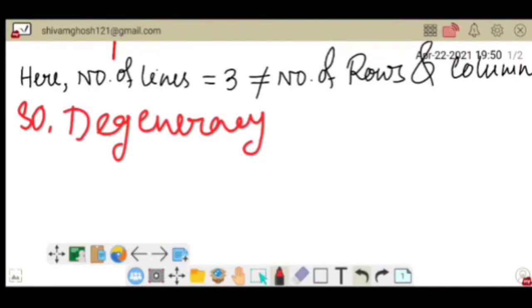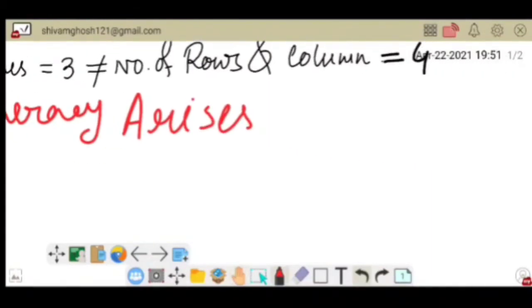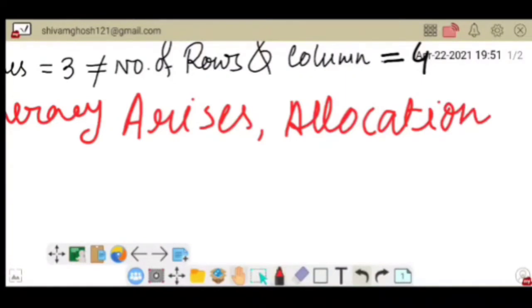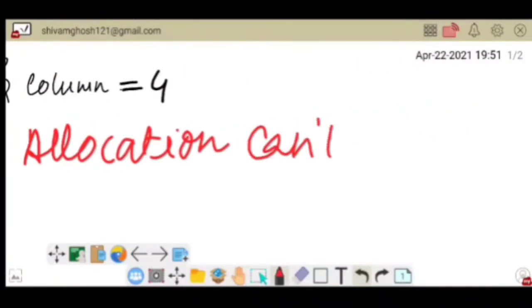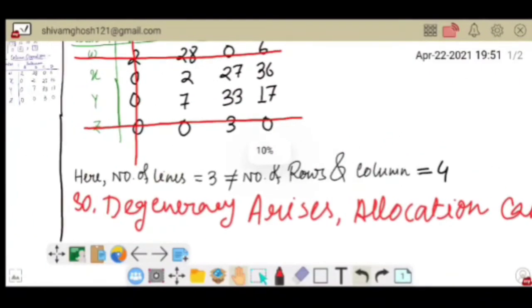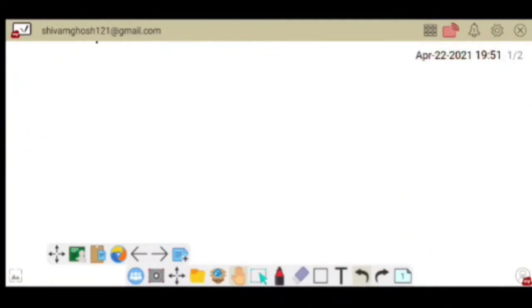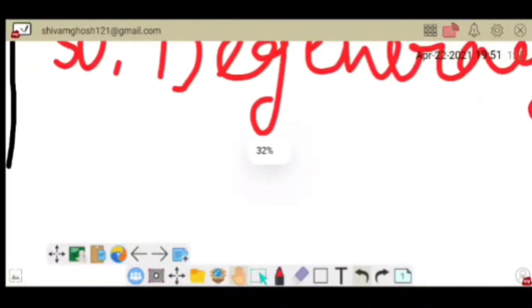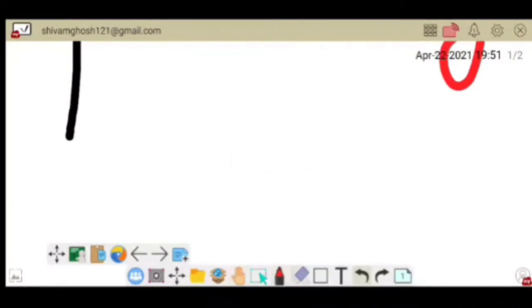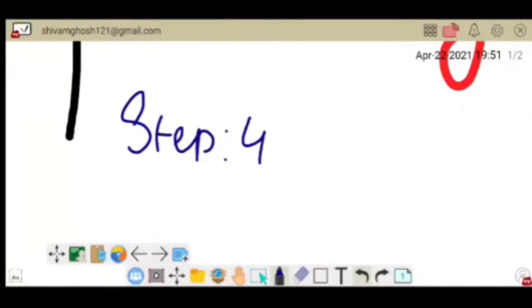Okay, so degeneracy arises, comma, allocation can't be done. So here you can see it is step 3. For that, now we will go to step 4. In step 4, we have to remove the degeneracy. The degeneracy arose in step 3, and we have to remove it now.